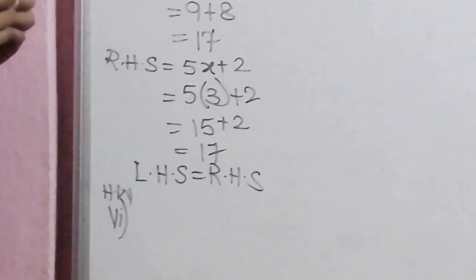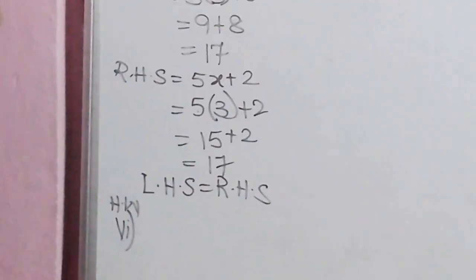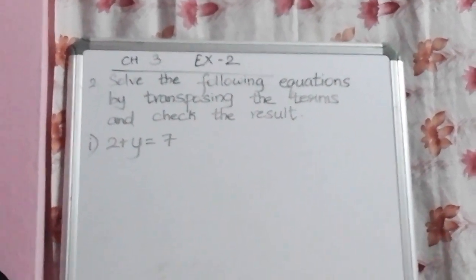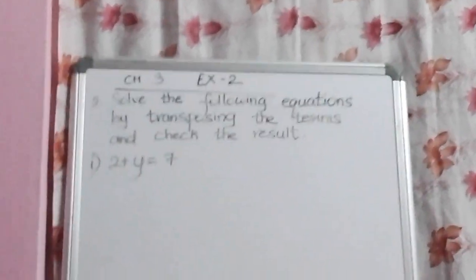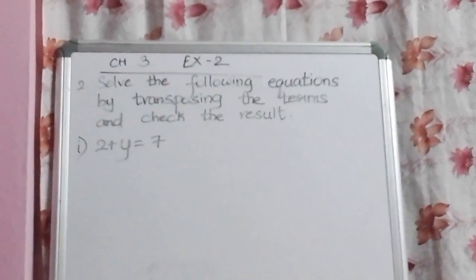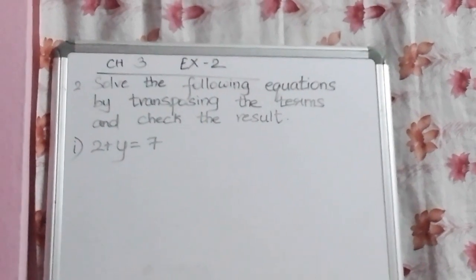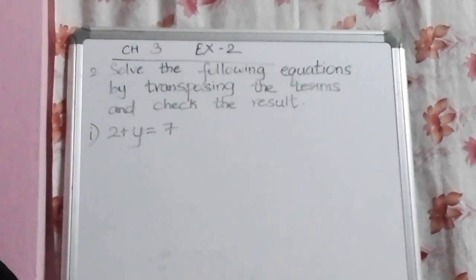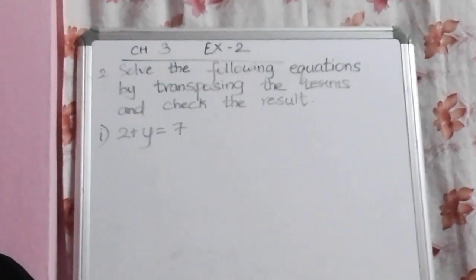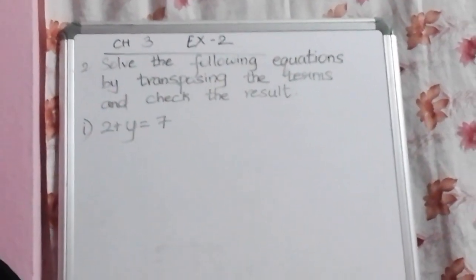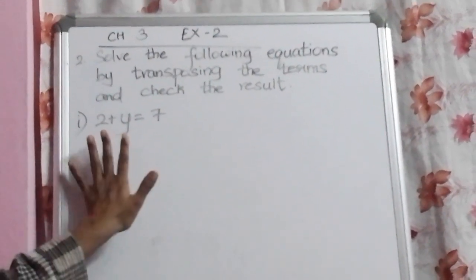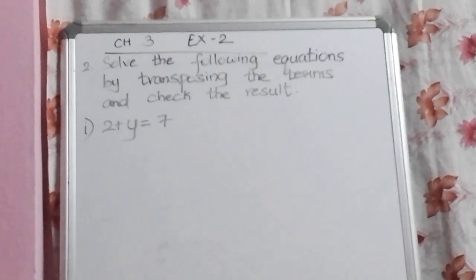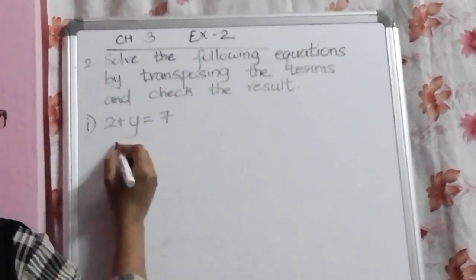Okay. Now let us do the next problem. Using the principle of equality method, we have seen that addition is changed to subtraction. Subtraction is changed to addition. Multiplication is changed to division, and division is transforming itself as multiplication. So now we are going to use those things and we are going to solve and find out the value of the variable y. Now 2 plus y is equal to 7.